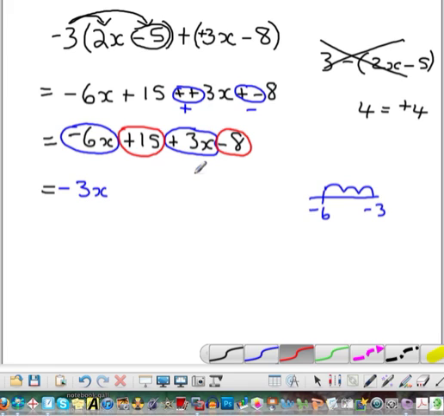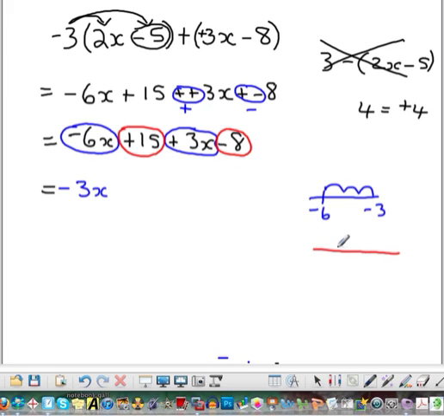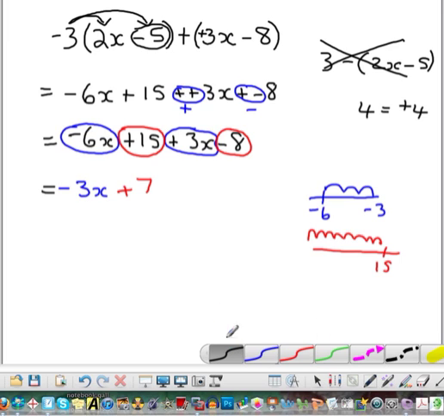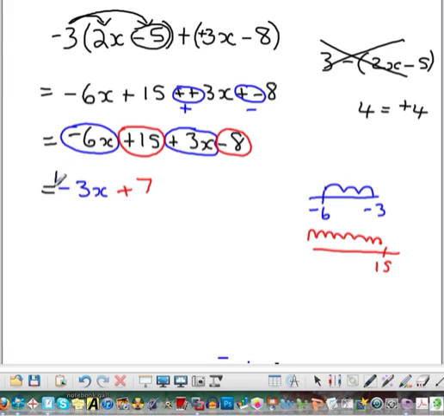Now I look at my red numbers, my constants. I have 15 minus 8. Start at 15. Subtract 8. 1, 2, 3, 4, 5, 6, 7, 8. Which leaves me at 7. +7. Now I look at it and I say, is there anything else I can do to simplify? The answer is no, therefore that is my final answer.